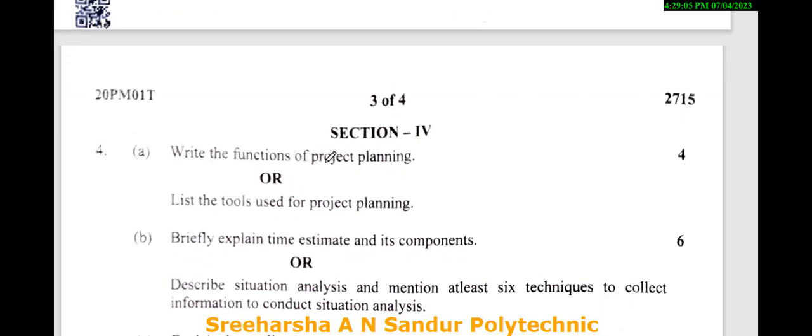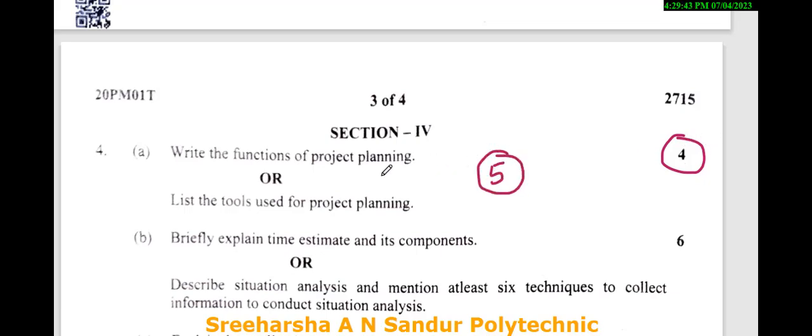Coming to the functions of project planning, as I said, when they are asking you for 4 marks and there are many points in your study, I suggest you prepare for all the points. Do not think that I'll prepare only 4 or 5 points. Sometimes it may be asked for a bit more marks also. So instead of that, prepare for all the points. I have suggested a very simple way of remembering them. If it is for 4 marks, I suggest you at least write 5 points.